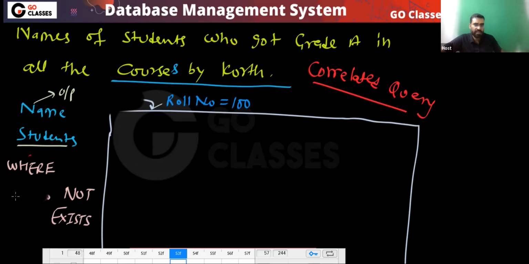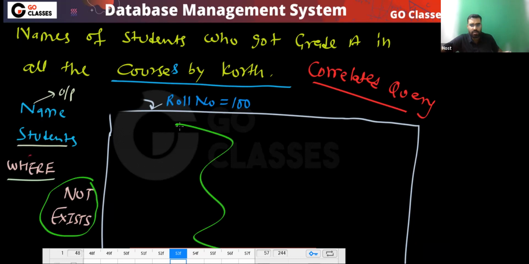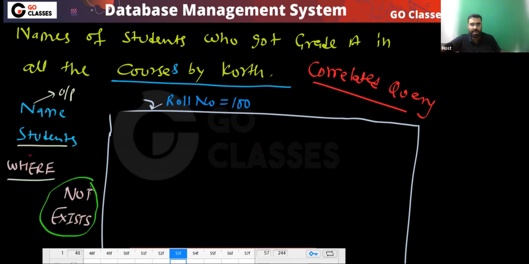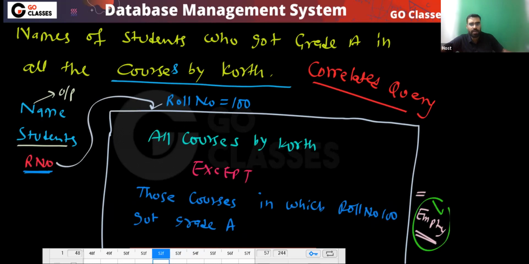Sorry, where not exists. Okay, where not exists. So this is what I can put. I can put where not exists, correct? Here no tuple should be there. This is what I'm saying. This should be empty, so I can put not exists here. Is this clear?